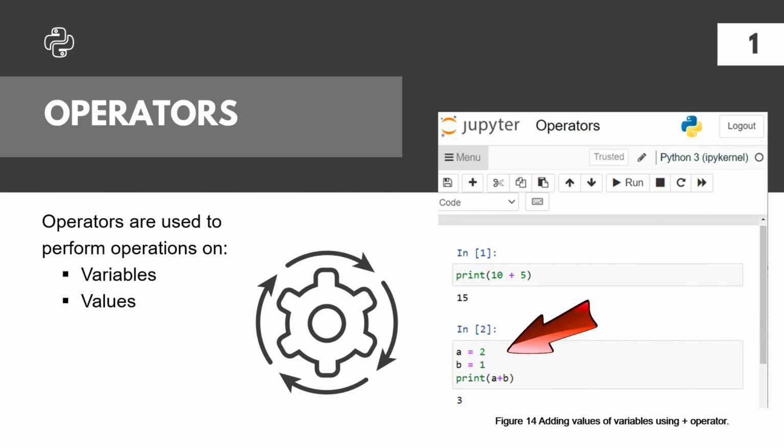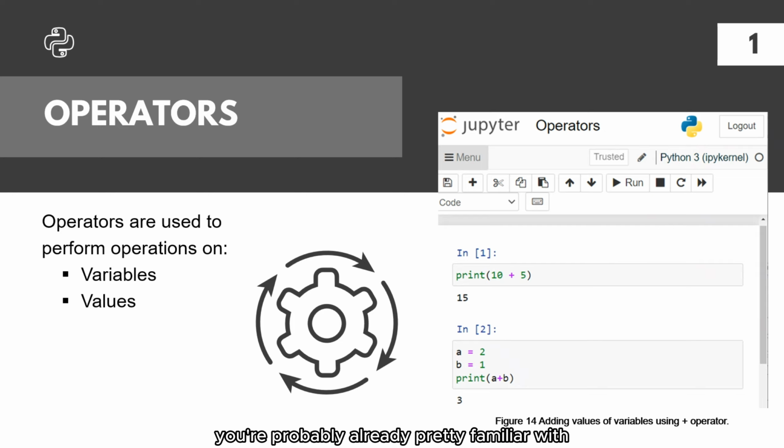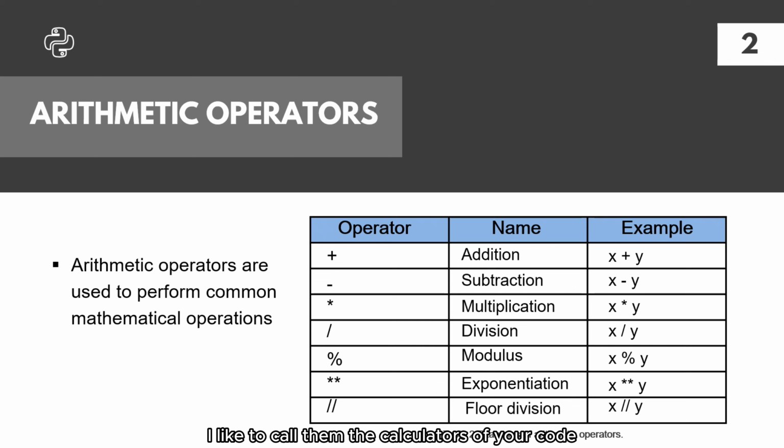them using plus operator. First up are the tools you're probably already pretty familiar with, even if you don't realize it. These are the arithmetic operators. Arithmetic operators are used with numeric values to perform common mathematical operations. The arithmetic operators are provided in Table 2. I like to call them the calculators of your code. They're the workhorses that do all the heavy lifting when it comes to math.